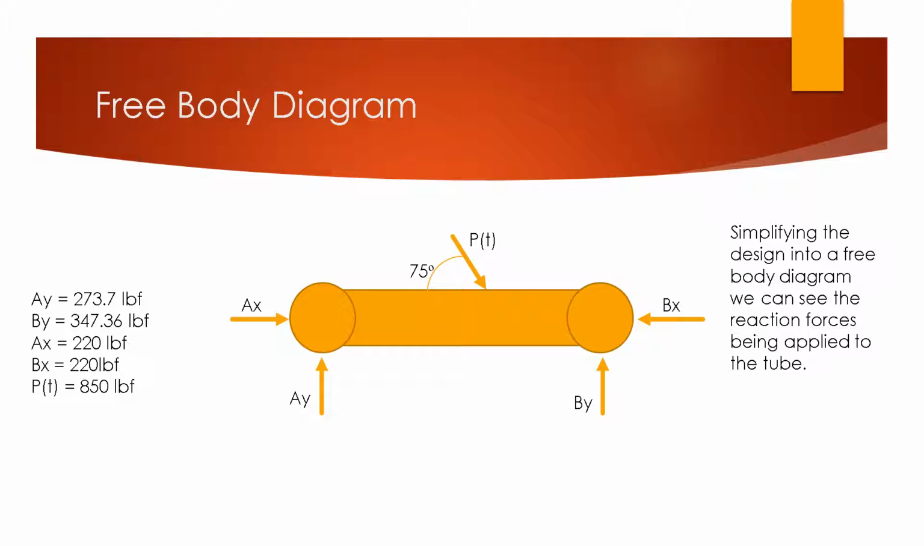Moving on to our free body diagram, we can see the reaction forces being applied to the tube by an 850-pound force at an angle of 75 degrees, causing reaction forces in the y direction as well as the x direction.